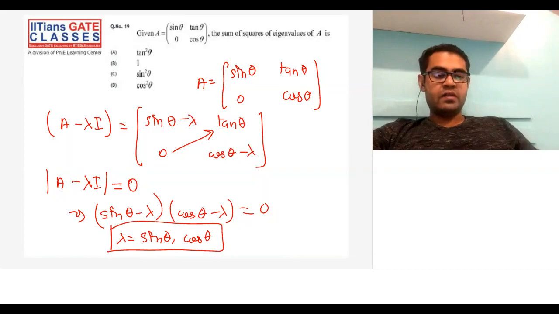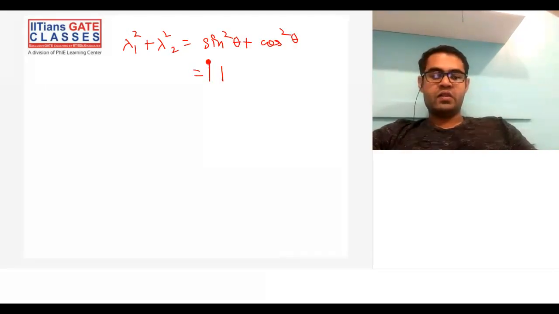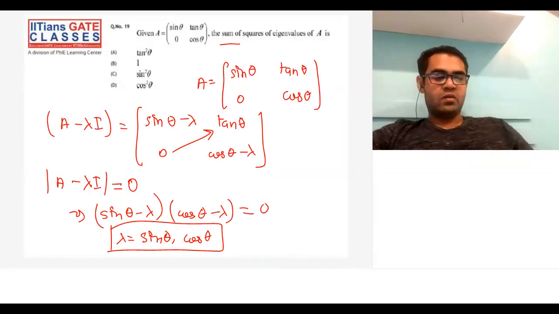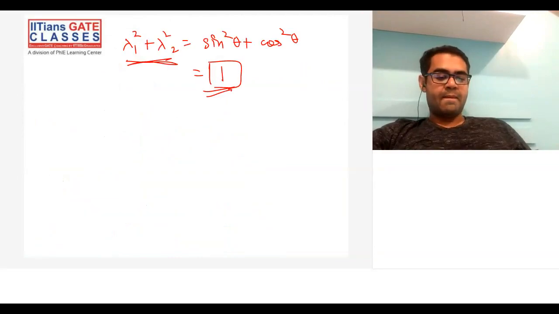Now what they are saying is sum of square of the eigenvalues. So that means they are asking lambda 1 square plus lambda 2 square, what is it? So this is nothing but sine square theta plus cos square theta. And everybody knows that this is nothing but 1. So sum of squares of the eigenvalues is 1. Option B is correct. Alright. Was a simple question. If you would have followed the standard way, you could have solved this question in less than 1 minute. Okay, not a very complicated one. Okay, so I hope the solution for this is also clear.